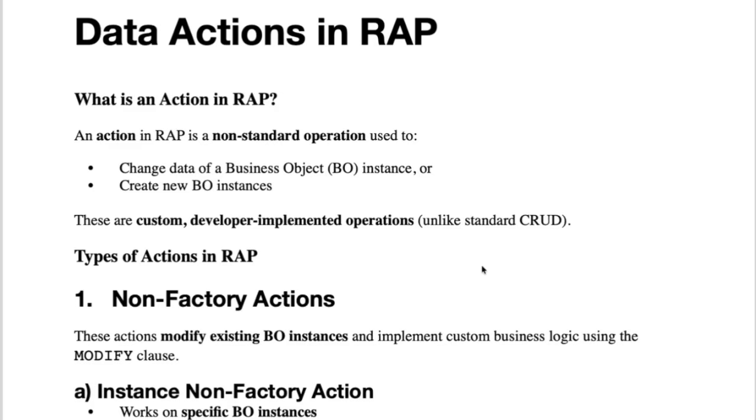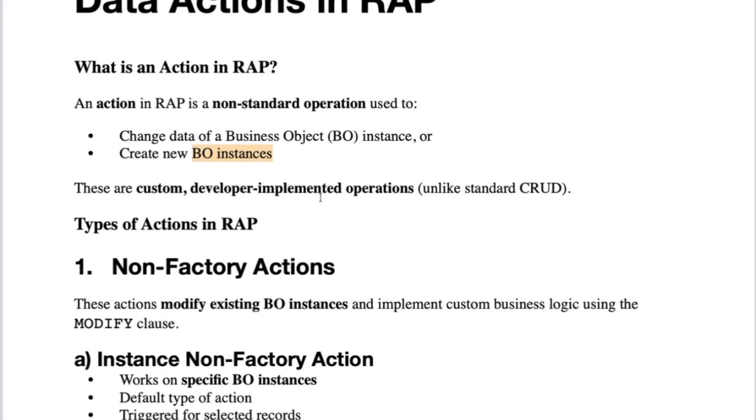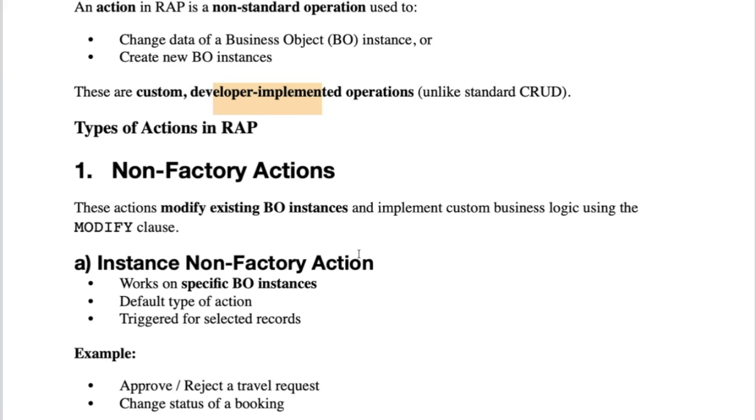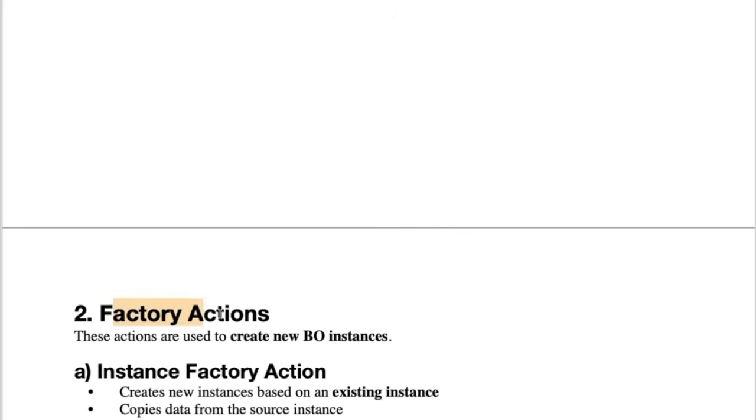So like these requirements we many times get as a developer. For example, if we need to change the data in the business object instance, or we need to create new business object instances. So these are custom developer implemented operations as we discussed earlier. So how many types of actions do we have in RAP? We have two types of action in RAP. First is non-factory actions, and second one we have the factory actions.